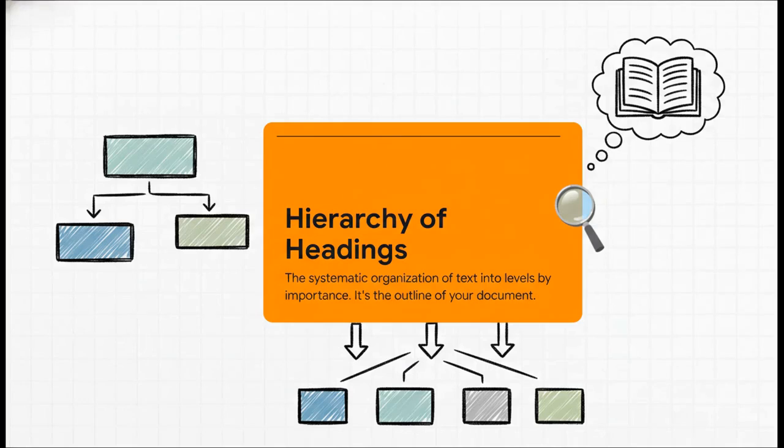So what in the world is a hierarchy of headings? Honestly, just think of it as the outline for your document. It's how you organize your text into different levels based on what's most important. And this isn't just about making some words bigger or bolder to look nice. No, it's about creating a logical map that actually guides your reader through your ideas. It's the backbone of your work, really.